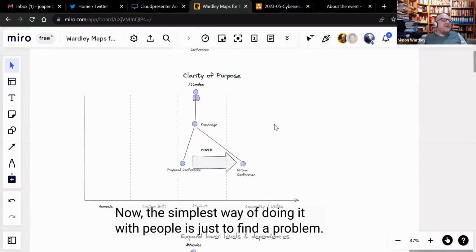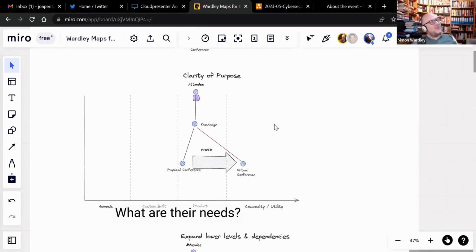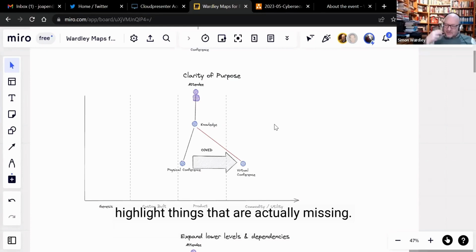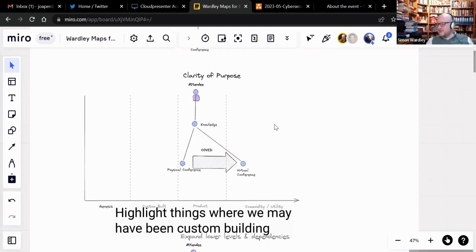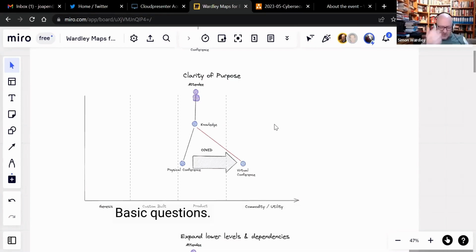Now, the simplest way of doing it with people is just to find a problem and sit down with people and say, okay, we've got this problem. Who are the users? What are their needs? What are the components involved? How evolved are those components? And I find it's the act of actually drawing a map that enables conversation and people to highlight things that are actually missing, or things where we may have been custom building stuff which is a commodity. A lot of stuff comes out of that process of simply asking those basic questions.